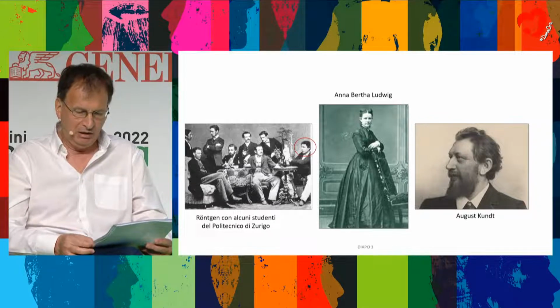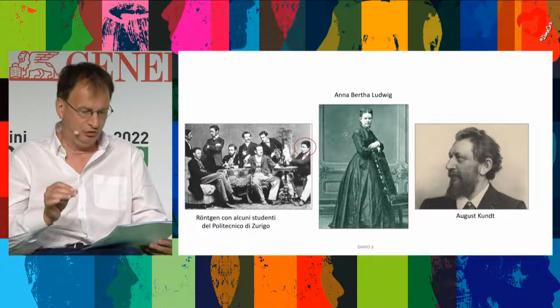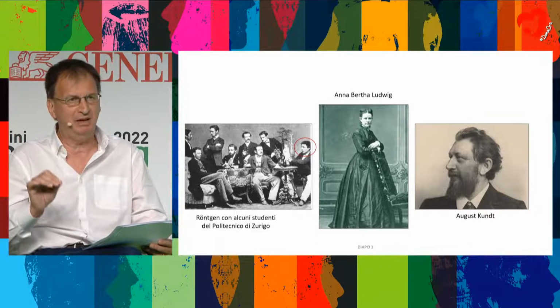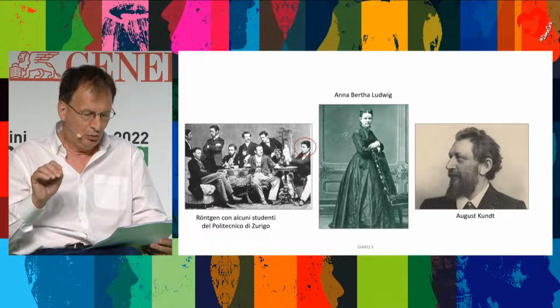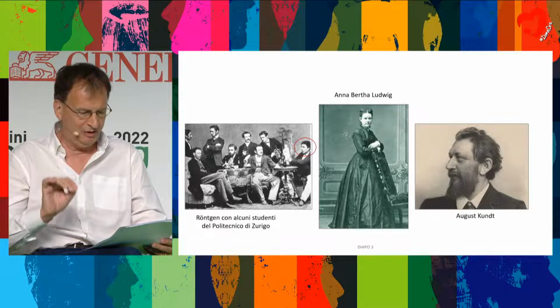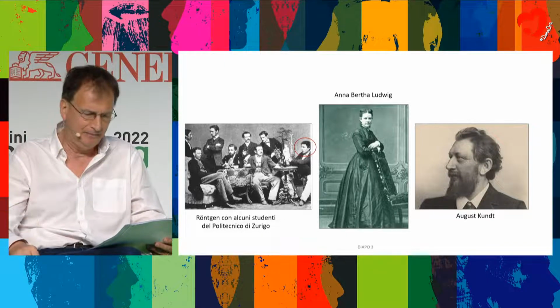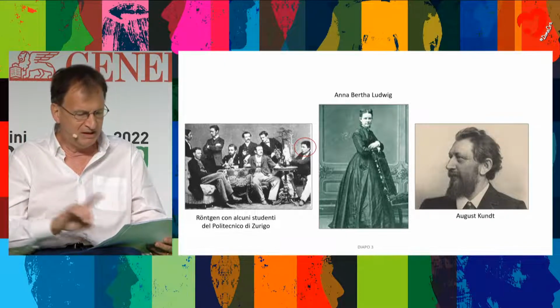Anna Bertha Ludwig, the one who would become his wife a few years later, and August Kundt, a professor of experimental physics at the Zurich Polytechnic. Kundt recognized Röntgen's abilities early, and the two became close friends. Their friendship would last for many years.